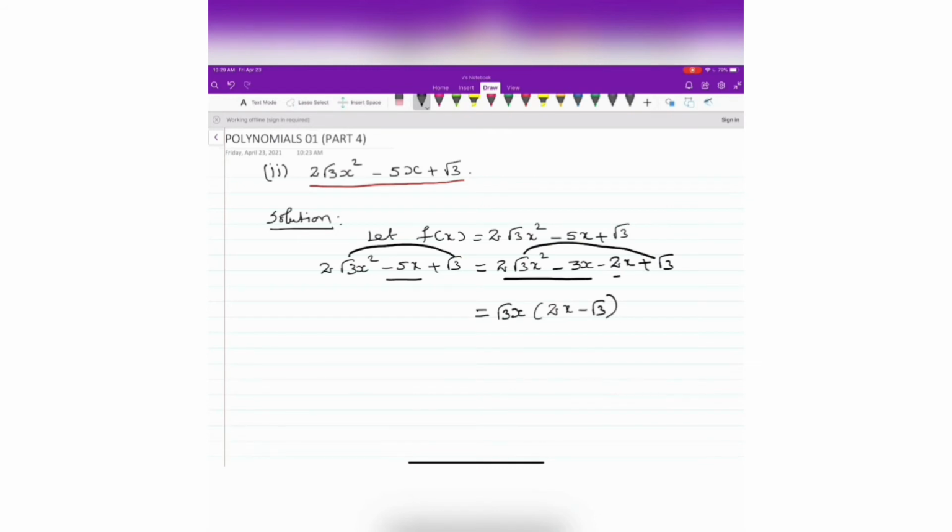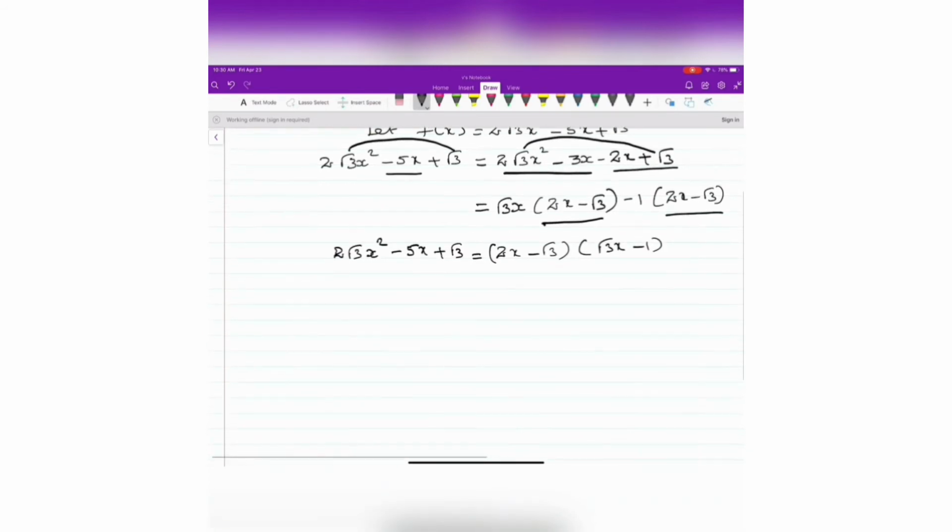And when I combine minus 2x plus root 3, I can take out minus 1. Then inside I will be having 2x minus root 3. That's all. Now, 2x minus root 3 is common. That can be taken out. So, I will be getting 2x minus root 3 into root 3x minus 1. This is what I am getting for 2 root 3 x square minus 5x plus root 3.